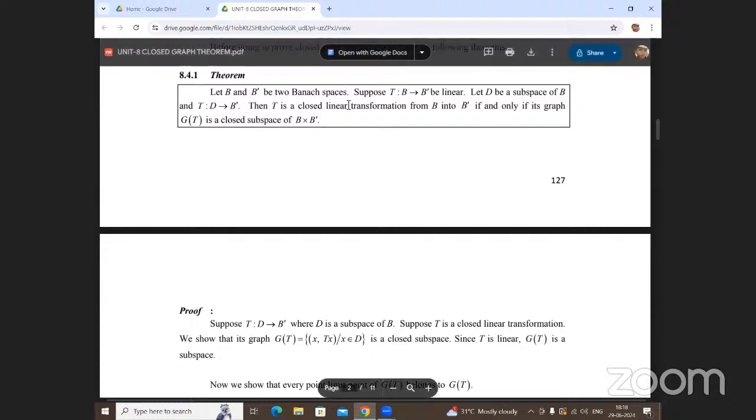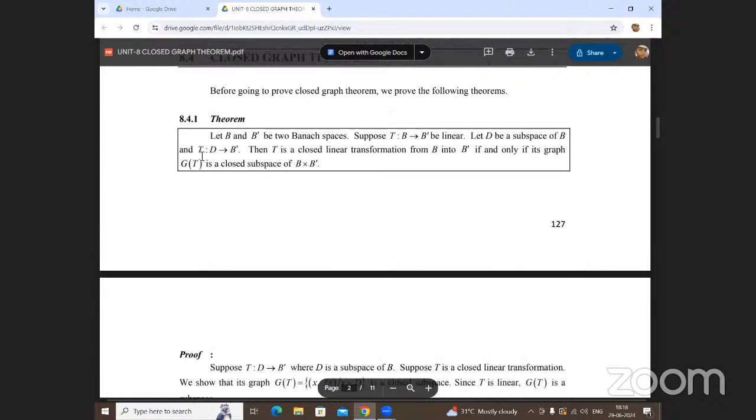Let B and B dash be two Banach spaces. The connecting linear transformation is T, so T from B to B dash is linear, and D is any subspace of B. According to the definition, we must discuss the statement of the closed graph theorem.